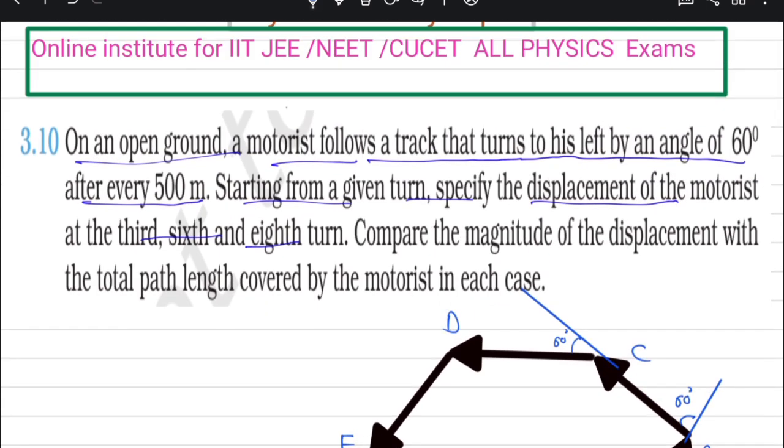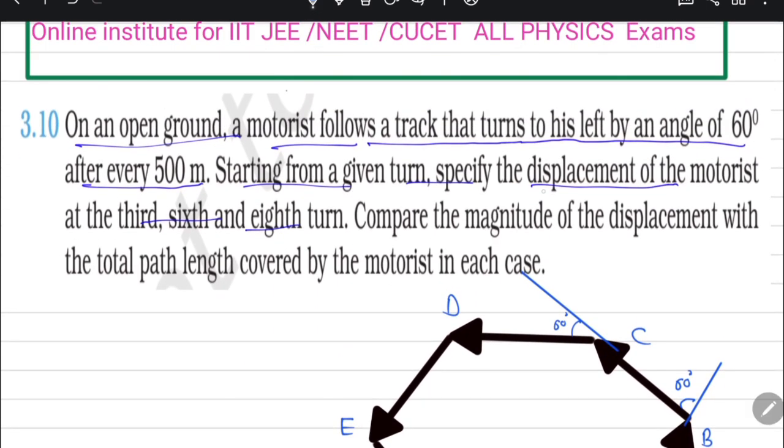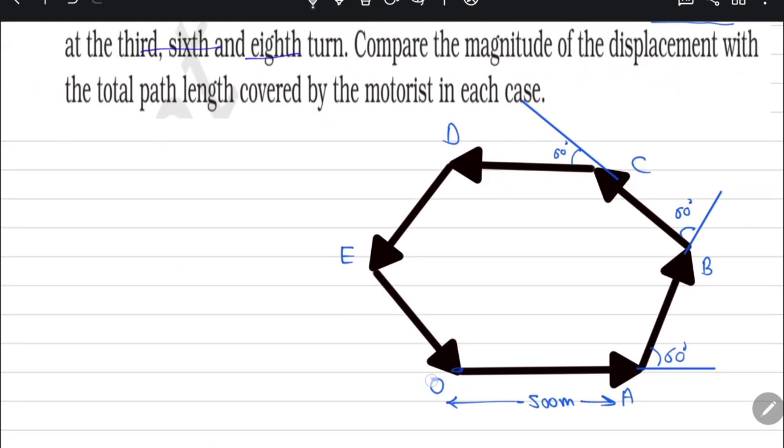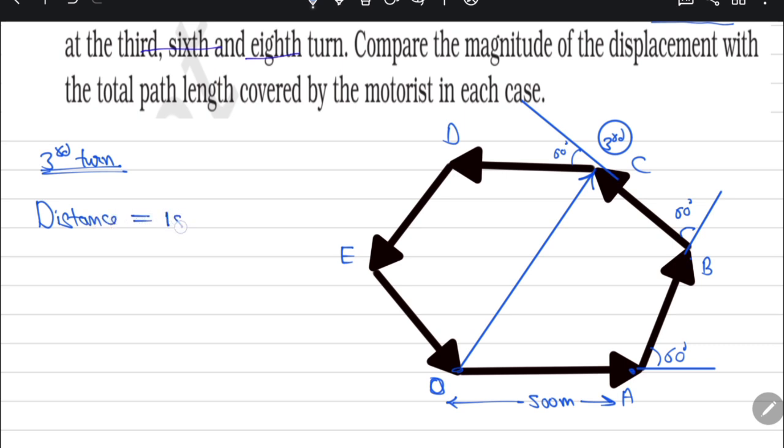Starting from the given point, specify the displacement of the motorist at the third, sixth, and eighth turn. Means they started from this. So this is their first turn, second turn, third turn. So this is their third turn. Third turn means this distance is our displacement, and for the third turn our distance is basically 500, 500, 500, means 1500 meters, and displacement is displacement.